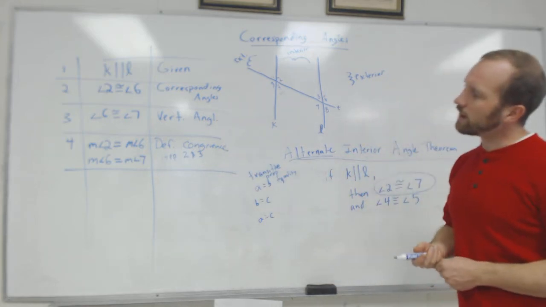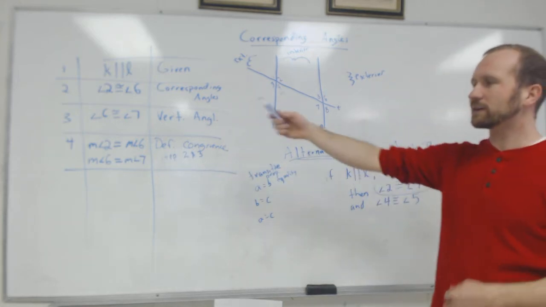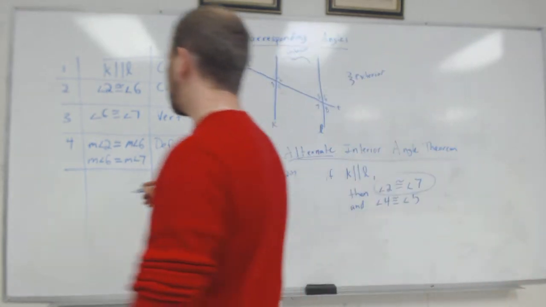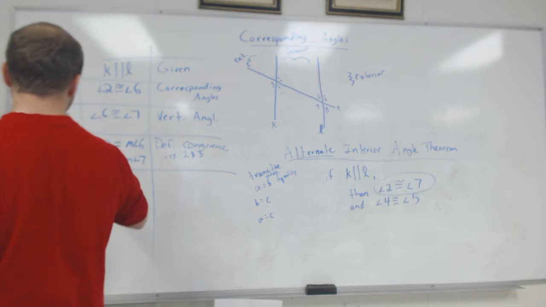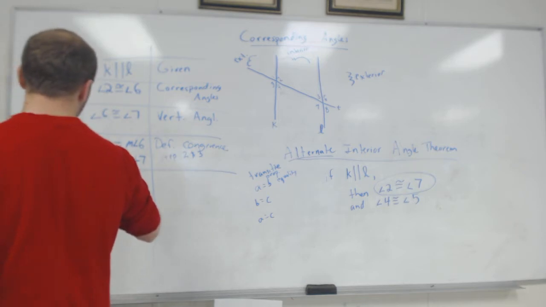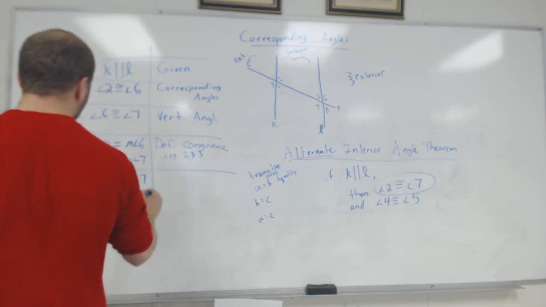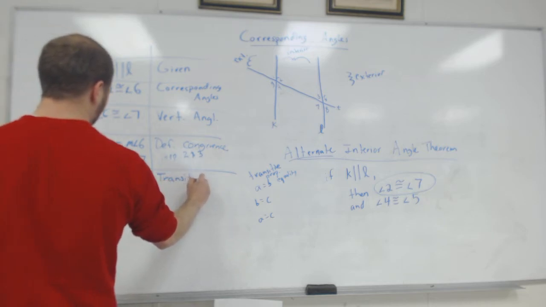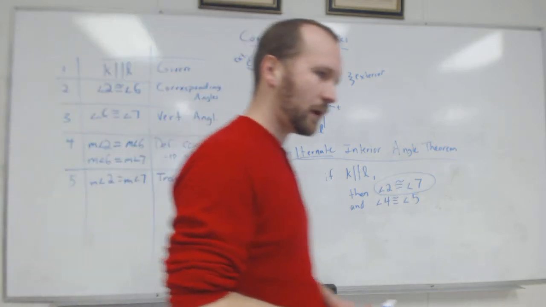Okay? So now it's equals, so now we can use the transitive property, right? So in step 5, the measure of angle 2 should be equal to the measure of angle 7 because of the transitive property of equality.